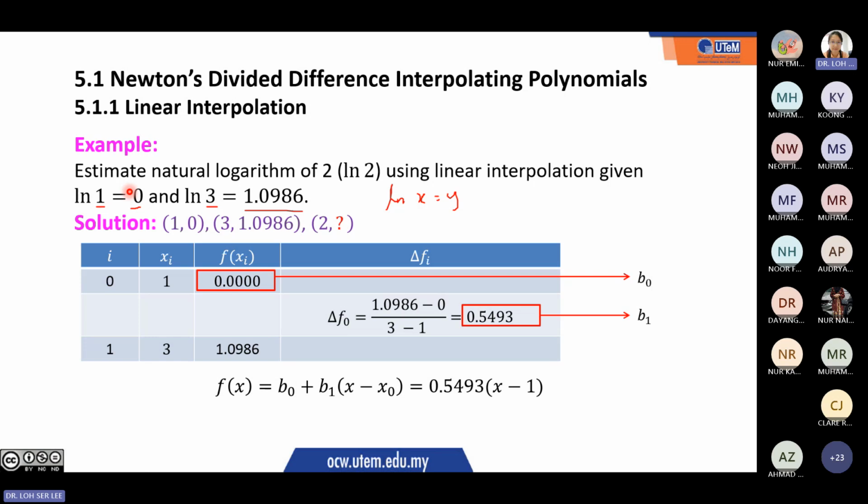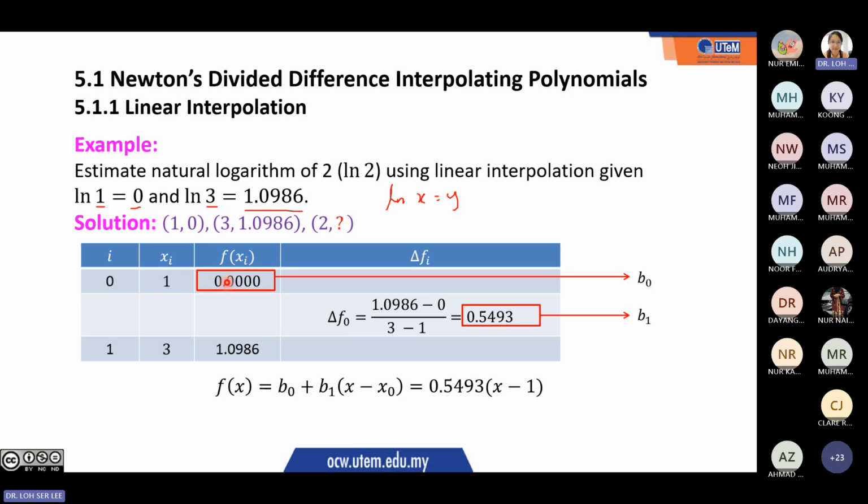When x is 1, y is 0. You get the first point. When x is 3, y is 1.0986. This is the second point. Once you are given these 2 points, you construct the table, you get the polynomial function, then we can estimate for this one. When x is 2, what is your ln 2? So this is the process.